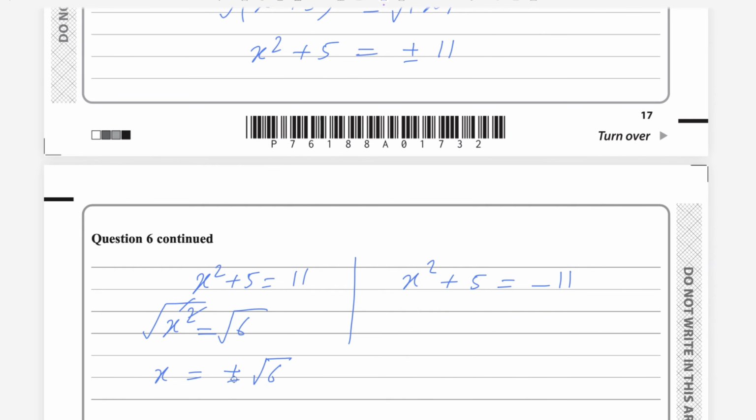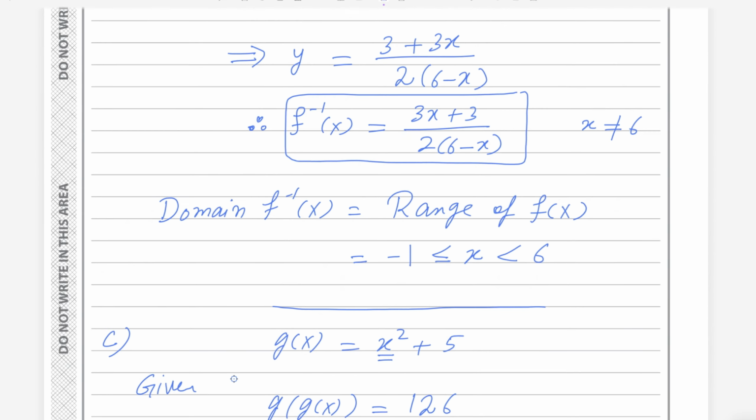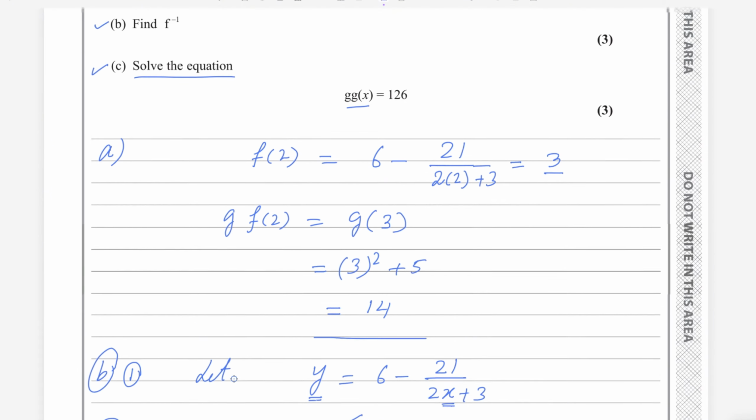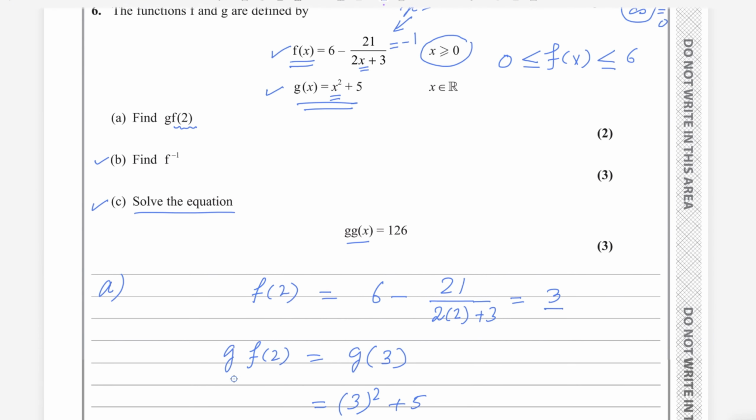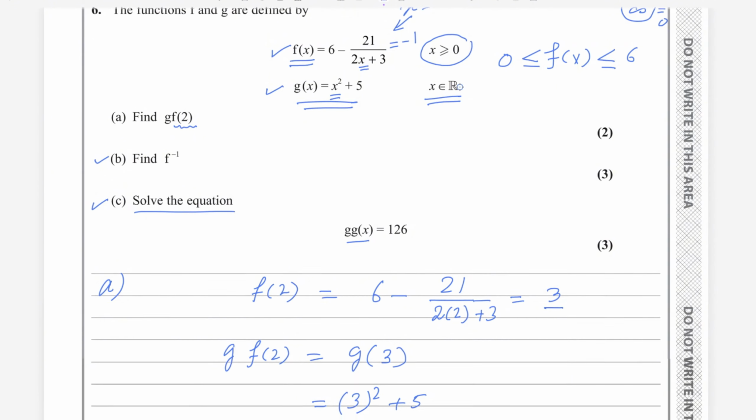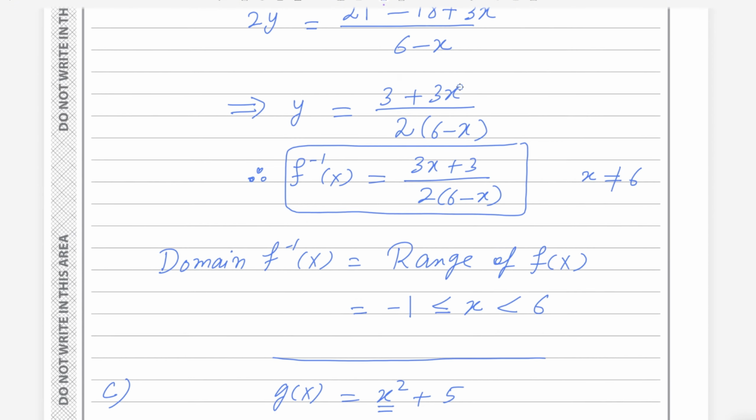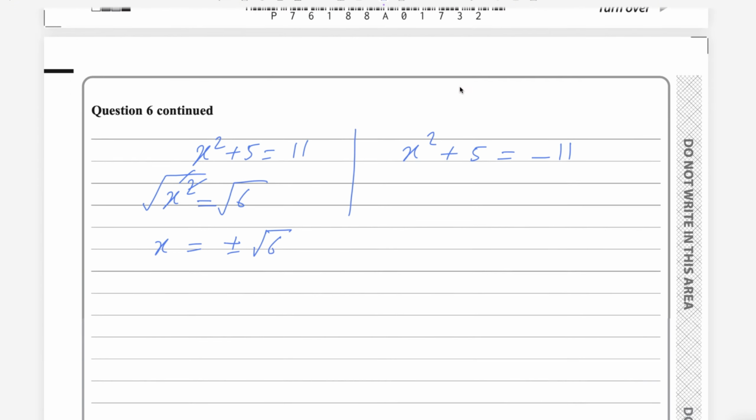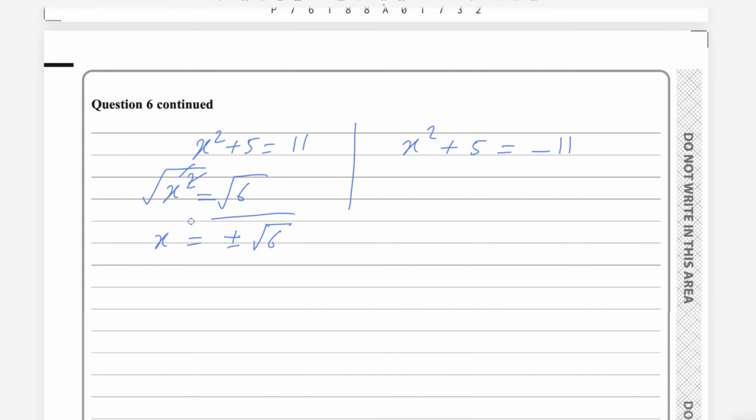Why am I writing plus minus, both answers? Because the g of x function has x belonging to R. X belonging to R means you will take all the values, all real numbers. If this condition is given, you will consider only the positive answer. But in this case we will take both answers, positive and minus. So this is the one result.